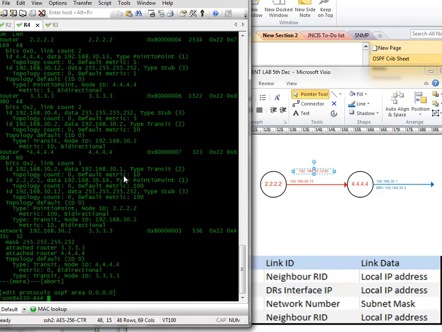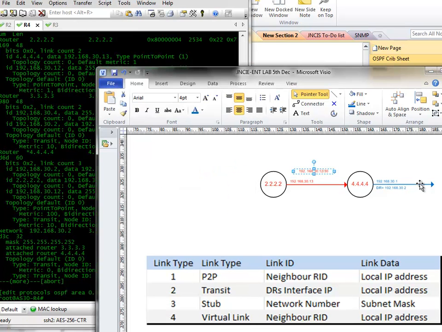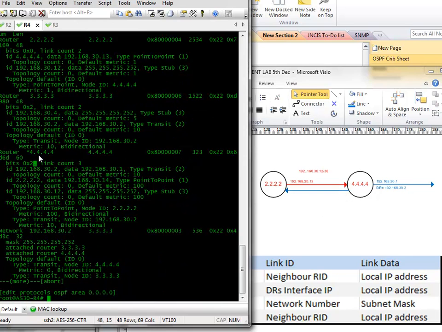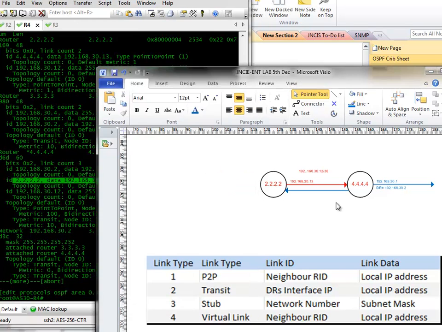Straight away we can see it's a point-to-point. So if you remember before, a point-to-point describes the neighbour and its IP address. So this is saying that I have a neighbour that is 2.2.2.2. There it is there, look, saying my neighbour is 2.2.2.2 and my local IP address is 192.168.30.14.